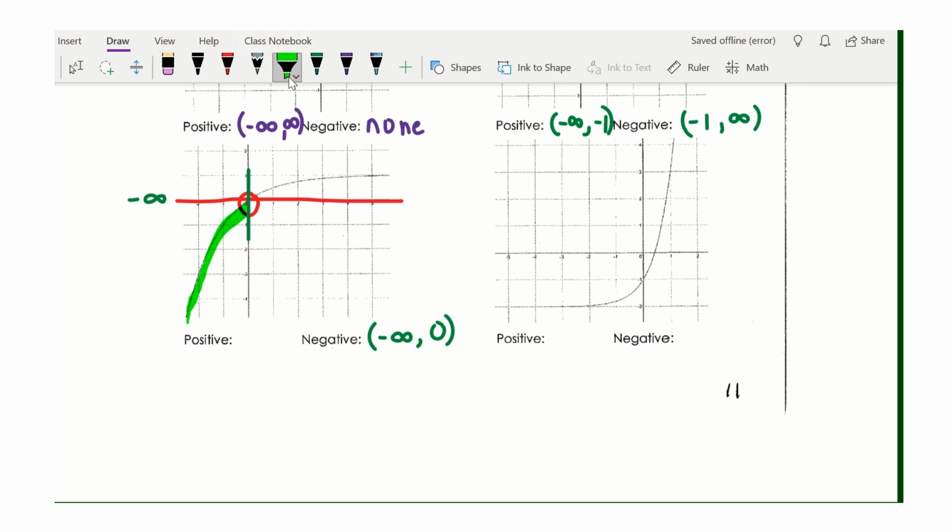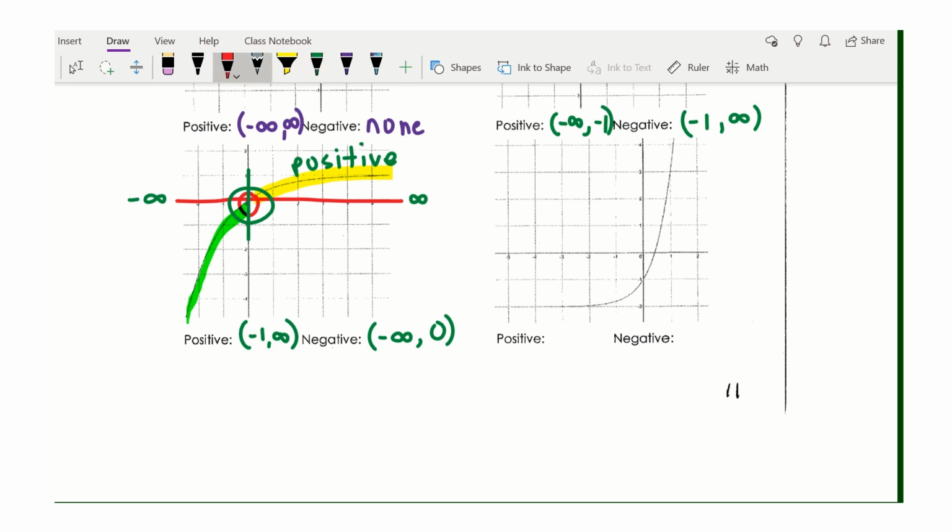And then this section of the graph is in the positive part above the x-axis, and that is happening again from this point at 0 all the way over here to positive infinity. So the positive part of the graph is from -1 to positive infinity.